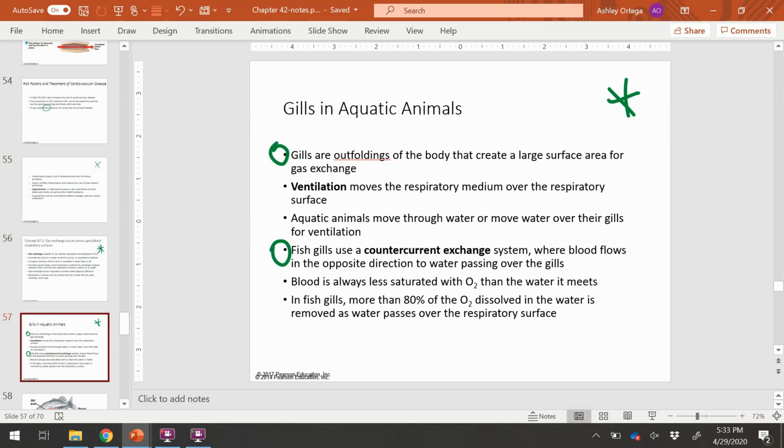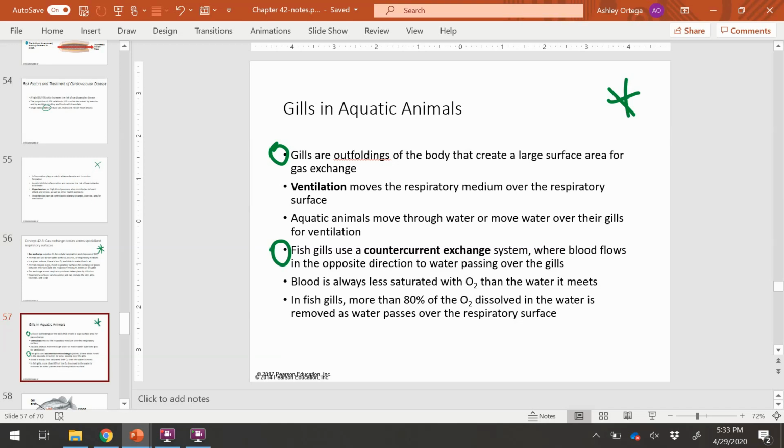So taking a look at gills, these are found in aquatic animals, and they're defined as outfoldings of the body. This creates a large surface area for exchange. Ventilation is defined as a flow or movement over the surface of the respiratory region. So in this case, the flow of water over the gills is ventilation. But the flow of air through the lungs would be ventilation as well for humans and other mammals.